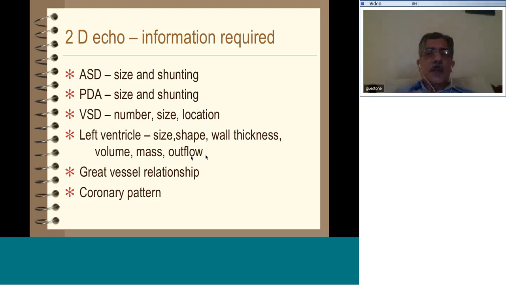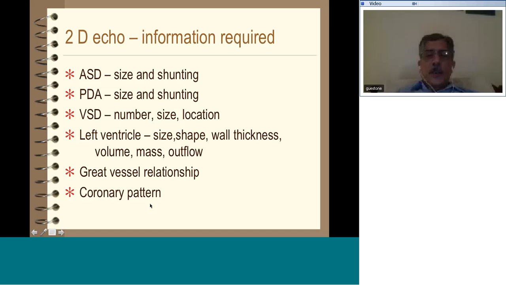Then the great vessel relationship. Obviously, we are talking about transposition, so there will be ventriculoarterial discordance, but we need to see the position of the aorta, whether it is a D-loop or an L-loop.